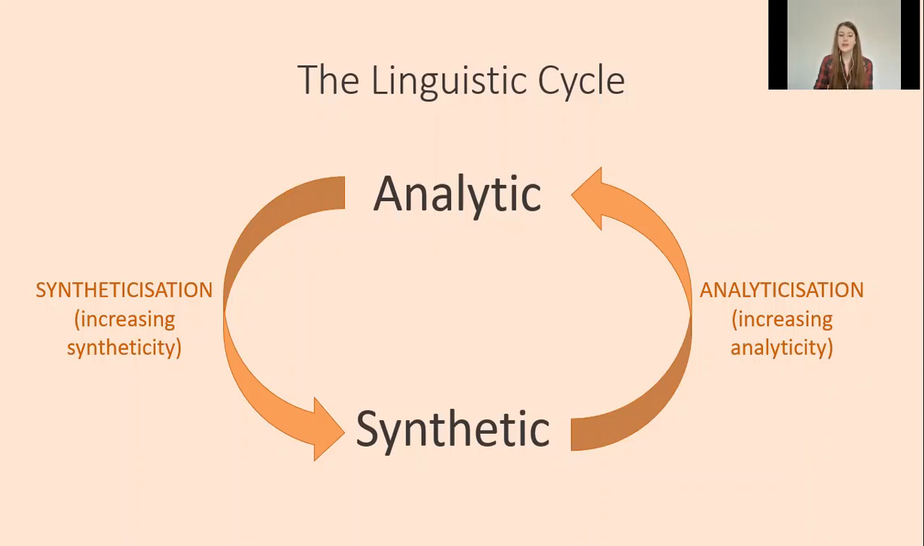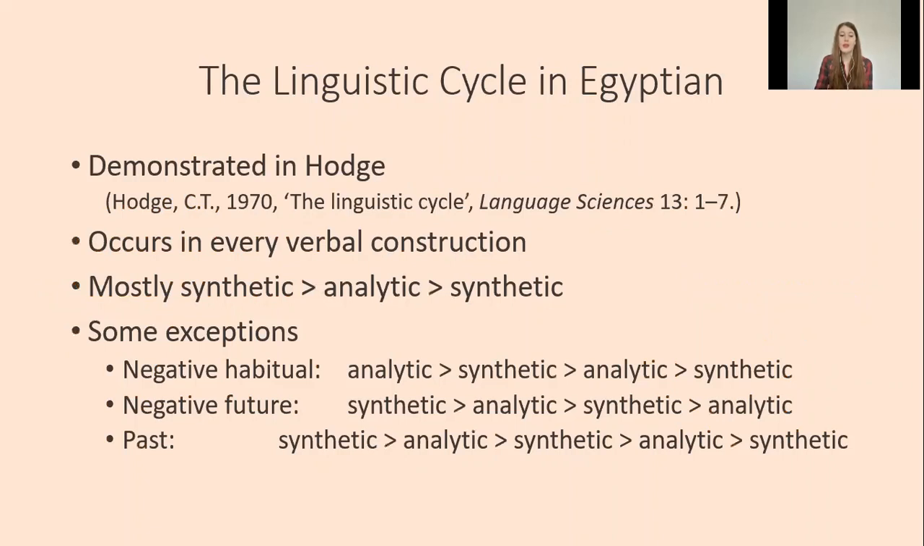So in the rest of this presentation, I'm going to be using evidence from Egyptian verbal constructions to investigate how similar the supposedly matching stages actually are, and what this evidence suggests about whether the linguistic cycle is a true cycle. The fact that the developments of Egyptian verbal constructions exhibit the linguistic cycle pattern has been known since at least 1970 from a rather brief article by Hodge.